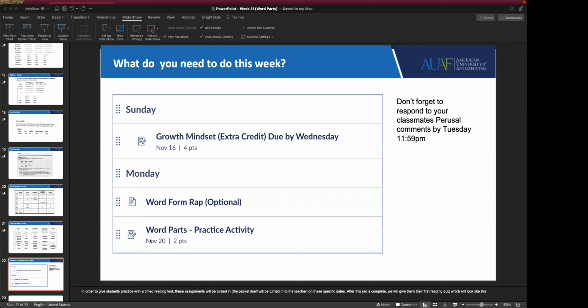It sounds like, oh, there's not so much work, but this is a lot of work. There's a lot of words in here. So it's like enough work for the whole week. It's a lot of work and it's only worth 2 points, but it will really teach you about suffixes, prefixes, and roots.